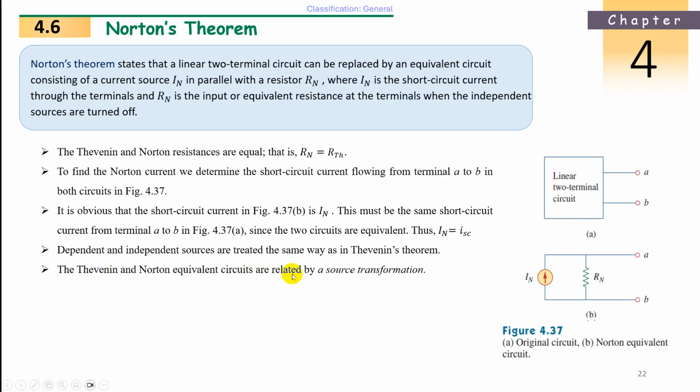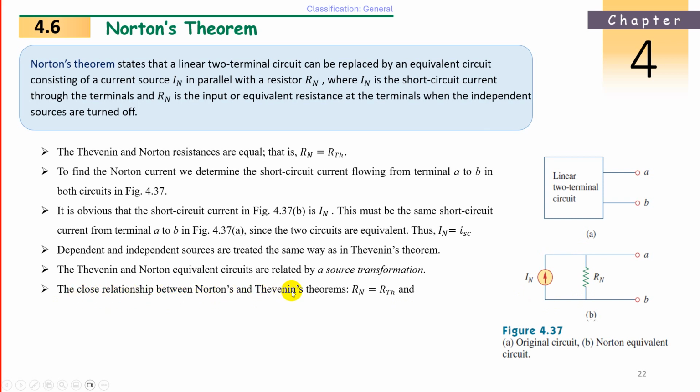The Thevenin and Norton equivalent circuits are related by a source transformation. That's why we studied source transformation in the third topic in this chapter, and then started Norton's and Thevenin's theorem. So what is source transformation? A voltage source in series with a resistor can be replaced by a current source with a resistance in parallel. This is source transformation for any homogeneous linear circuit.